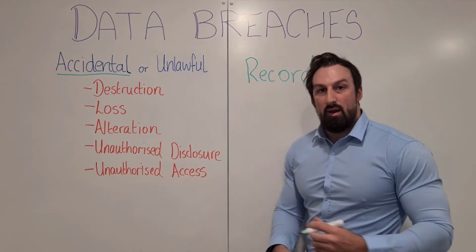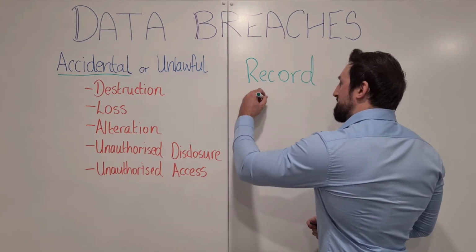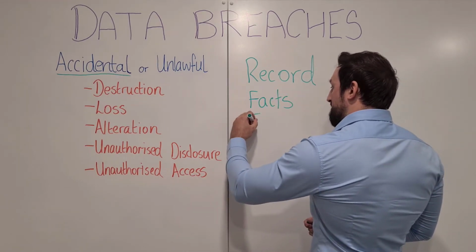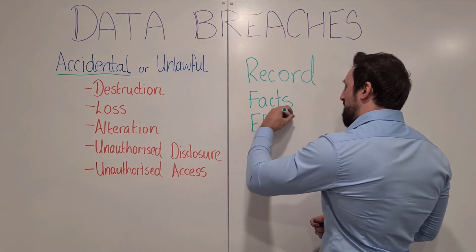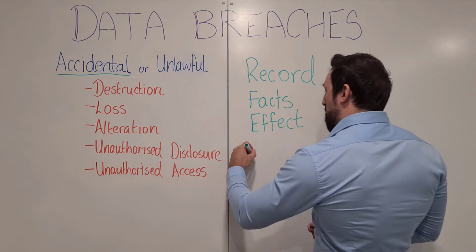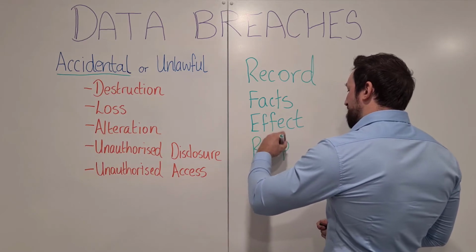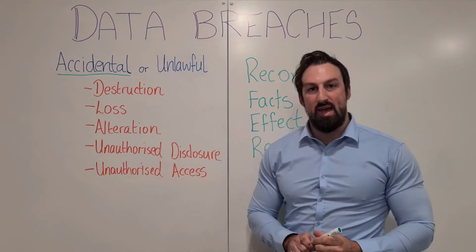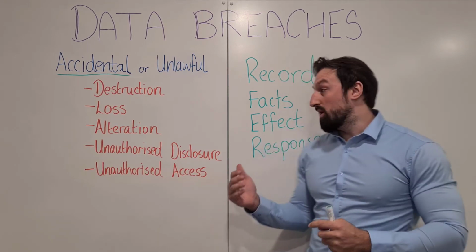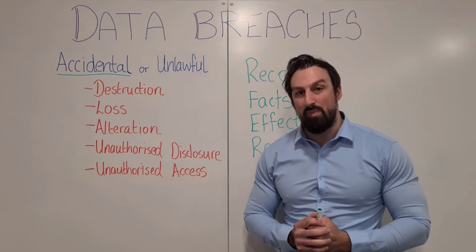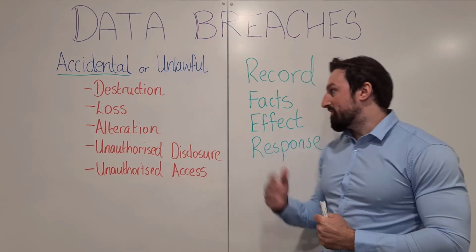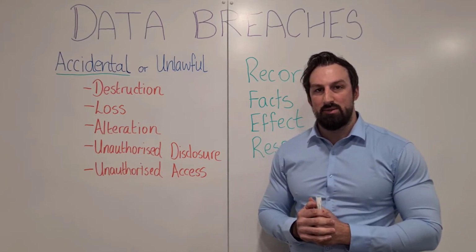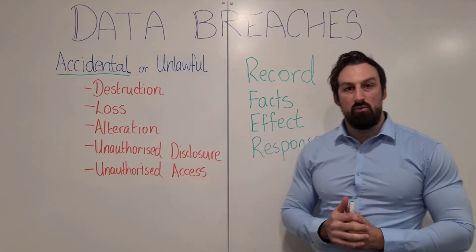And what must be in that record is the facts of the breach, so what happened, the effect that the breach has had, so what were the consequences, and what did the school do in response? What remedial actions were taken? And as you'll come to learn when you watch our video on accountability, it will be much better for a school to have a record that is populated with some data breaches than to have nothing recorded at all.